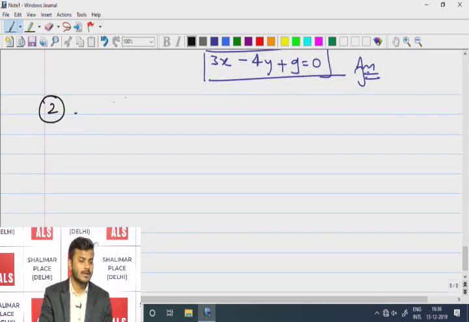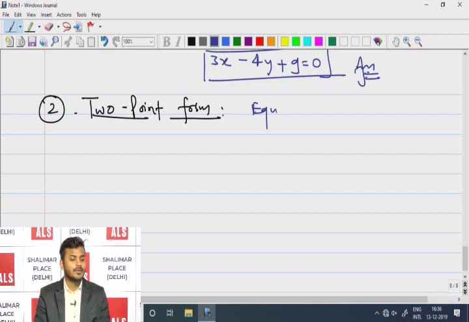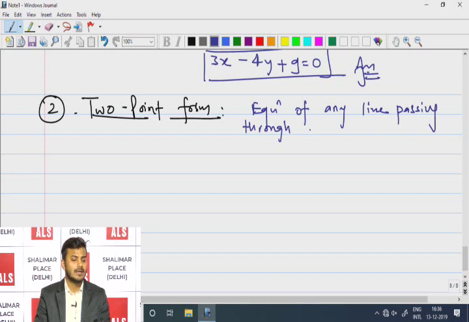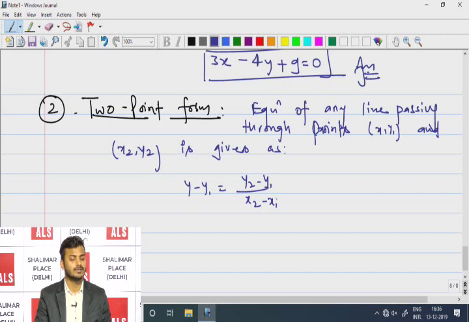Second form is the two-point form. The equation of any line passing through points x1, y1 and x2, y2 is given as y minus y1 equals y2 minus y1 divided by x2 minus x1, times x minus x1. This is the formula.